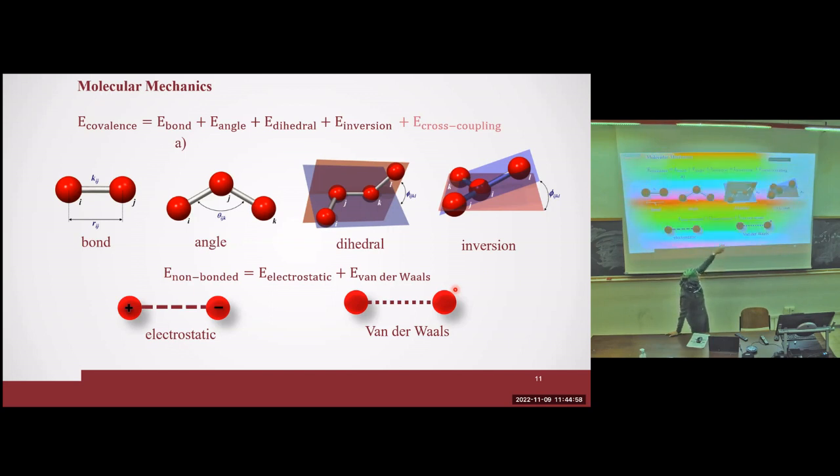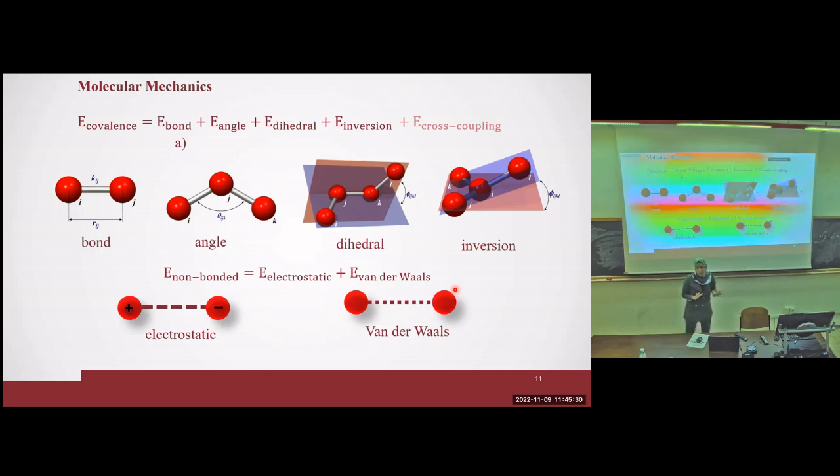We have a plane from the first three atoms, and another plane from the last three atoms, and the angle between these two planes is actually the dihedral. Okay, and we also have inversion. Inversion is actually the angle between the first plane, which is from these three atoms, and the plane between the one which is a little off and the central atoms.